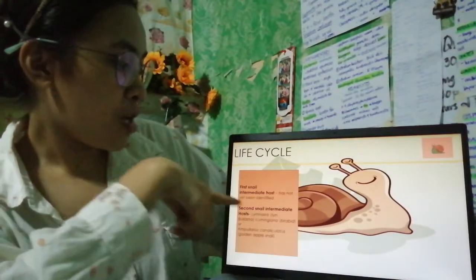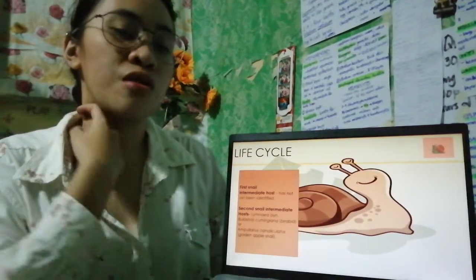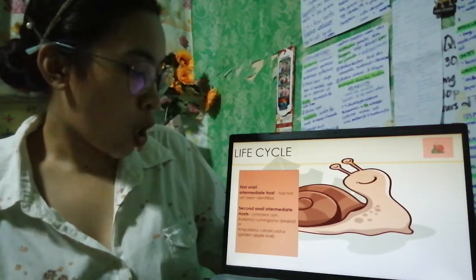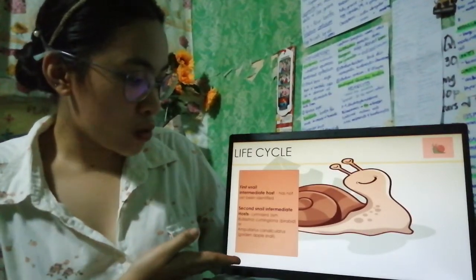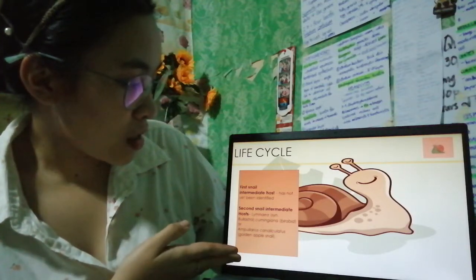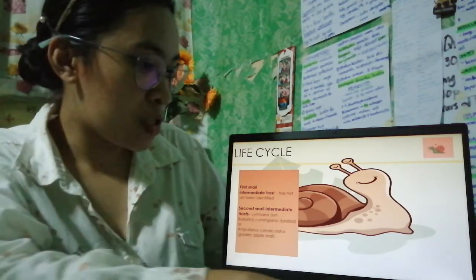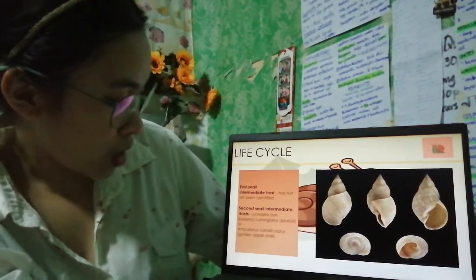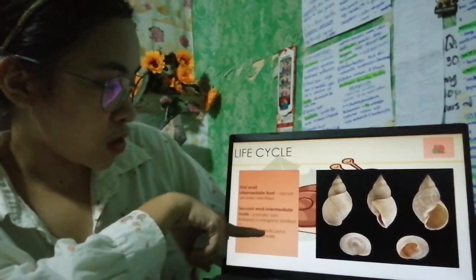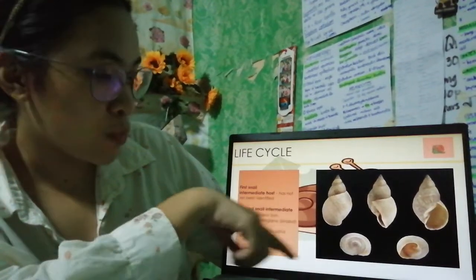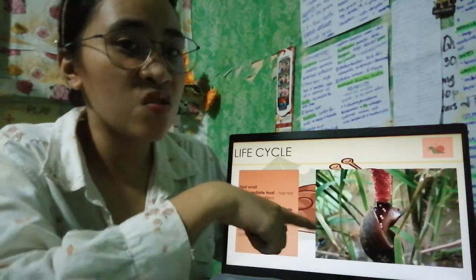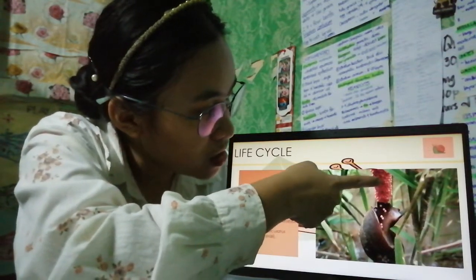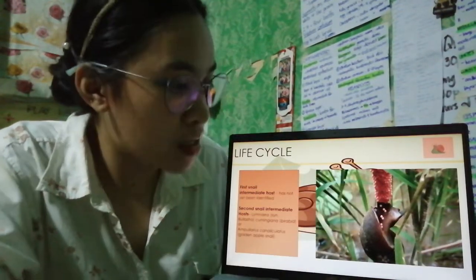Next, the first snail intermediate host of Artyfechinostomum malayanum has not yet been identified, while the second snail intermediate host is Lymnaea indiana, semi-white, or the Ampullarius canaliculatus, the golden apple snail. What we usually see is this snail with eggs, those pink eggs on the snail.